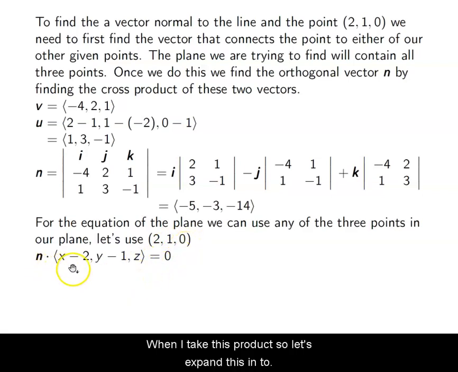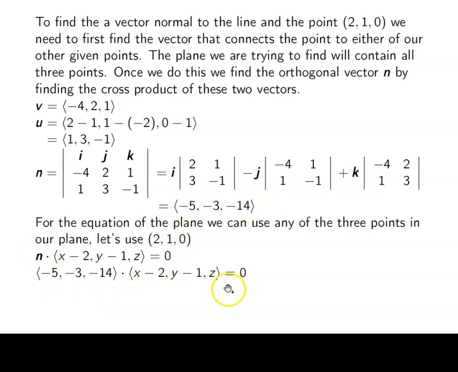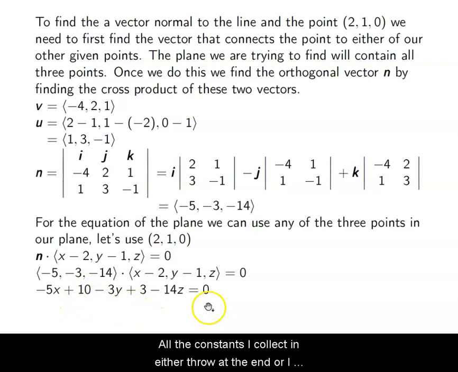When I take this dot product, let's expand this n to write it in terms of its components. So I have negative 5 times x minus 2, negative 3 times y minus 1, negative 14z, right? So negative 5x plus 10 plus negative 3y plus 3, minus 14z equals 0. All the constants I collect and I either throw at the end or throw on the other side of the equal sign.